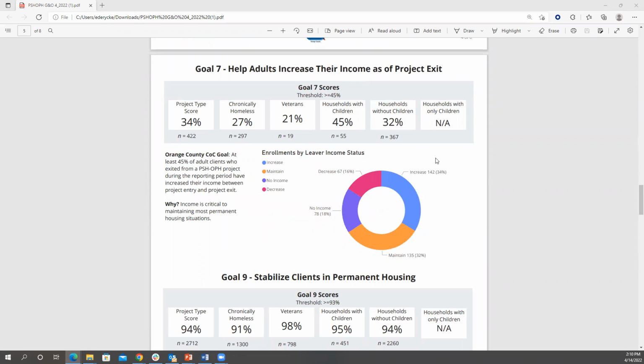Goal 7 is looking at the same data, but for adults that exited during the reporting period. And so again, you can see 34% of clients had an increase in income, another 32% maintained their income, 18% had no income, and 16% had a decrease. So the same logic kind of applies. Just in particular, look at that no income amount, since that is kind of one of the things that most PSH and OPH projects are looking at.